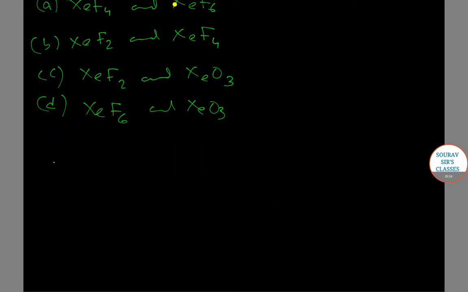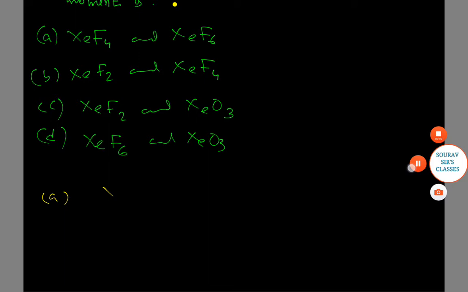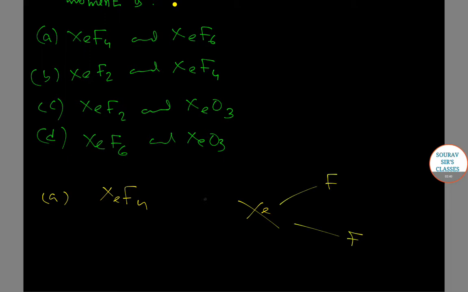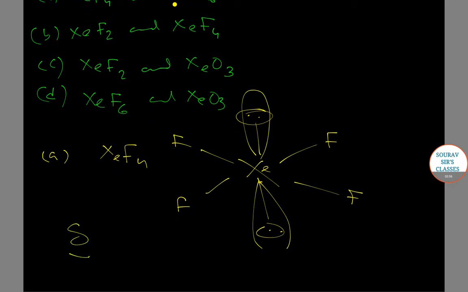So starting with the first option, that is XeF4 and XeF6. XeF4 has a structure which looks like this. This is Xe atom. Here we have fluorine. This is fluorine. Here again we have a fluorine and fluorine here. So here we have the lone pairs. Now here the net dipole moment cancels out, so this will be 0.